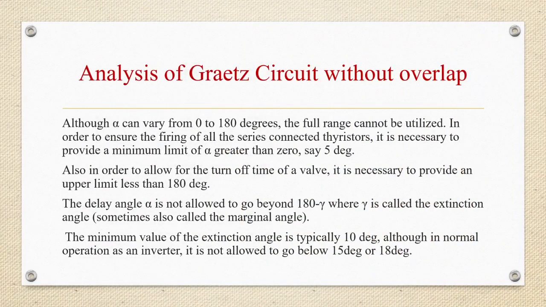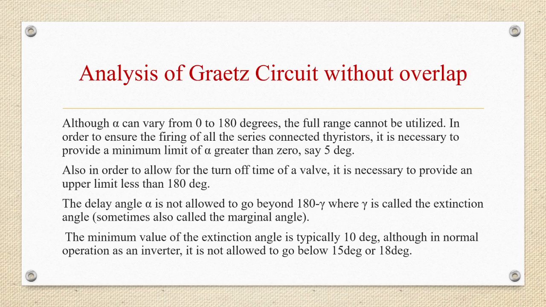Although alpha can vary from 0 to 180 degrees, the full range cannot be utilized. In order to ensure the firing of all the series connected thyristors, it is necessary to provide a minimum limit of alpha greater than 0, say 5 degrees. Also, in order to allow for the turn off time of a valve, it is necessary to provide an upper limit less than 180 degrees.